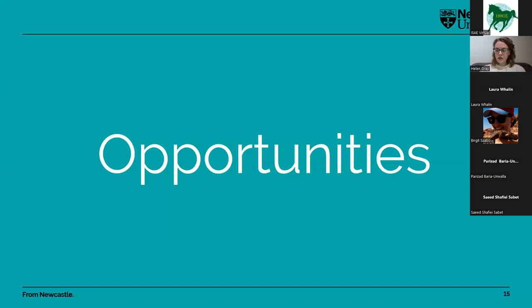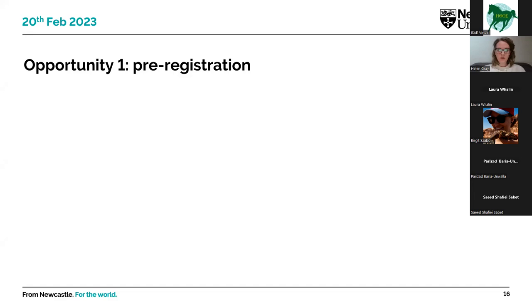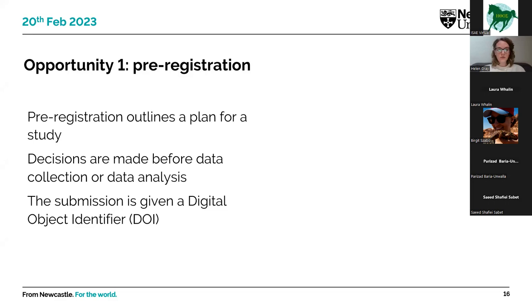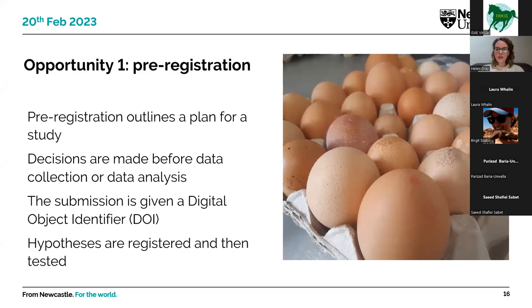So moving on to the opportunities. The first one I want to talk about is pre-registration. So pre-registration, as I mentioned, outlines a plan for a study. Decisions are made before data collection or data analysis, and the submission is given a DOI, just like a paper would be. Your hypotheses are registered and then tested. We've done this with a recent study looking at whether characteristics of eggshells could be used as a proxy measure of stress in laying hens. So we pre-registered it and uploaded it onto the Open Science Framework.